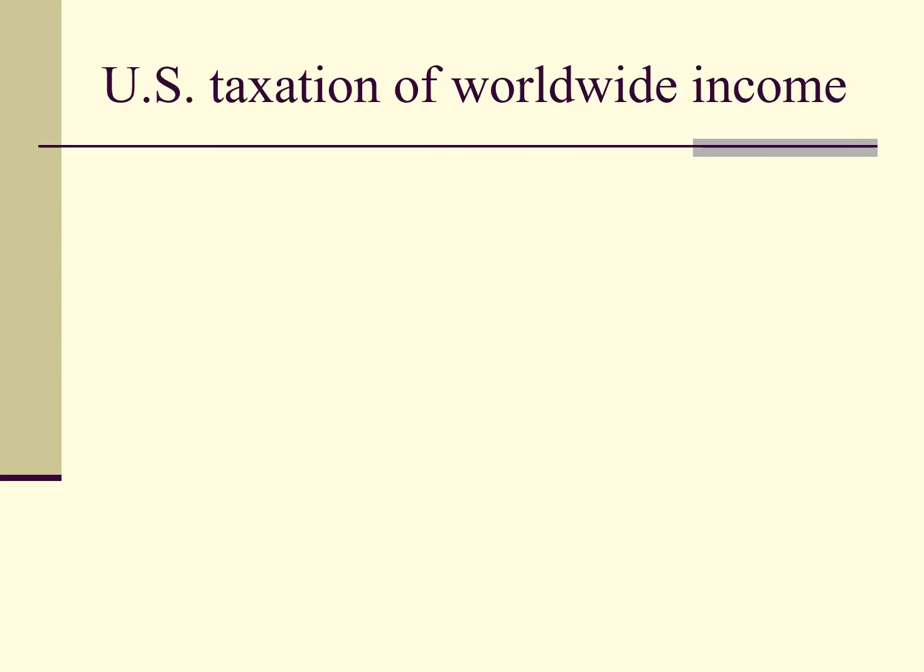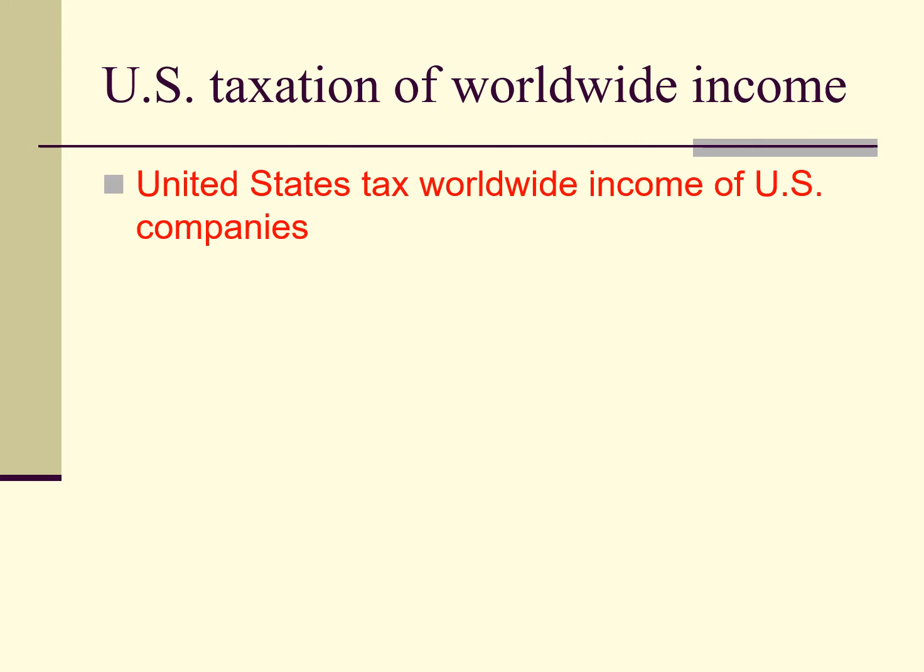Let's begin with the U.S. approach to taxation of worldwide income of U.S. taxpayers. The United States claims the right to tax the worldwide income of U.S. companies, which includes U.S. domestic corporations and companies operated by U.S. citizens or residents. Such taxpayers are taxable in the United States on their worldwide income, regardless of the nature or source of that income.